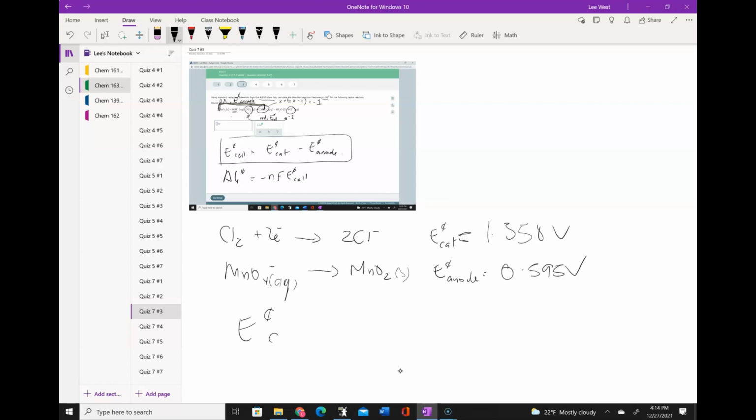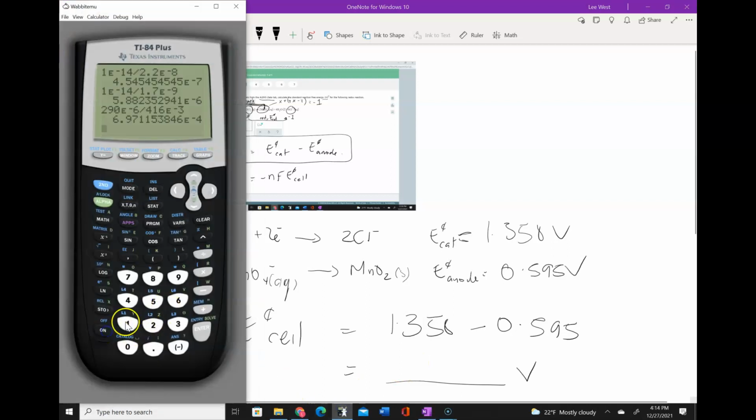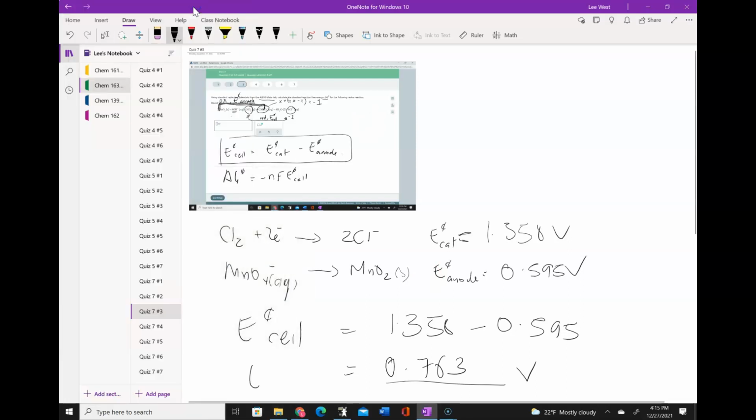So then our cell potential is the cathode minus the anode, 1.358 minus 0.595, units there being volts. 1.358 minus 0.595 equals 0.763 volts. So that is my cell potential.